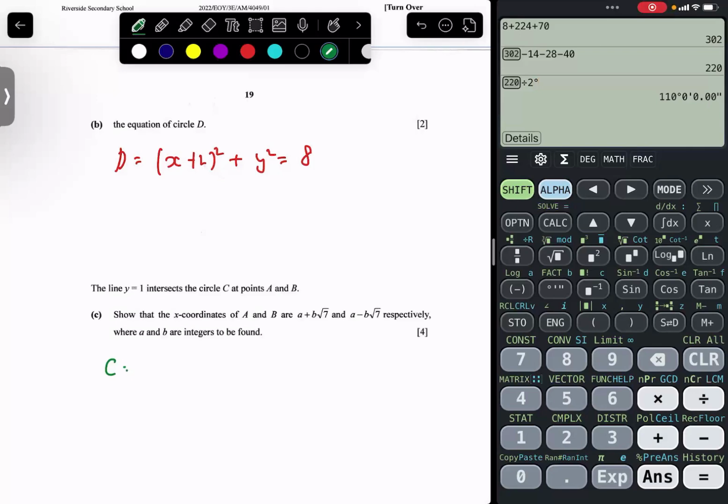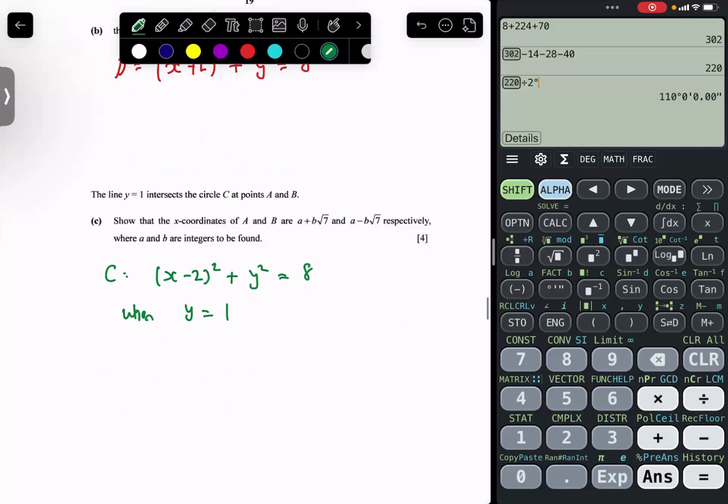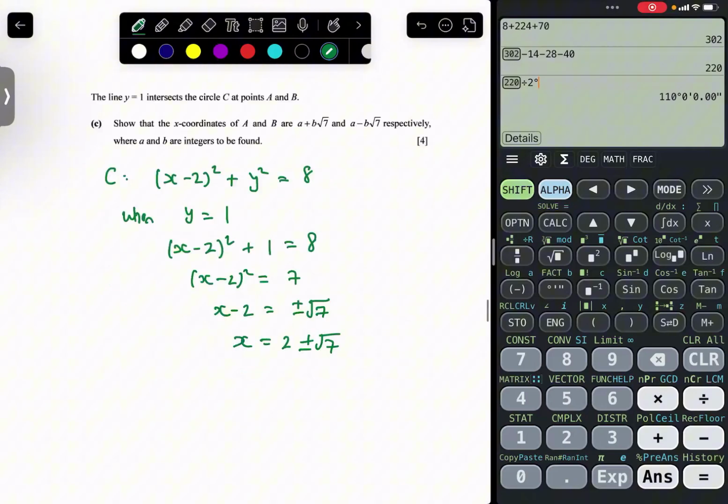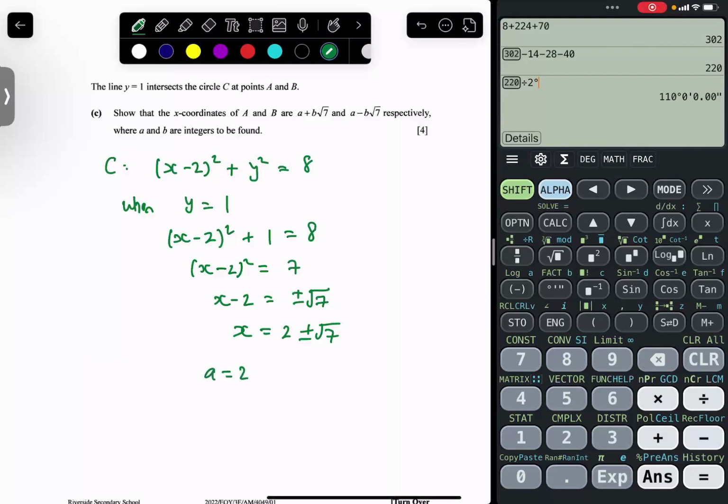Since the equation of C is (x minus 2) squared plus y squared equals 8, when y equals 1, then we'll have (x minus 2) squared plus 1 equals 8. (X minus 2) squared equals 7. X minus 2 equals plus minus square root 7. X equals 2 plus minus root 7.